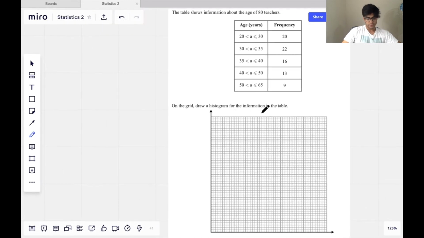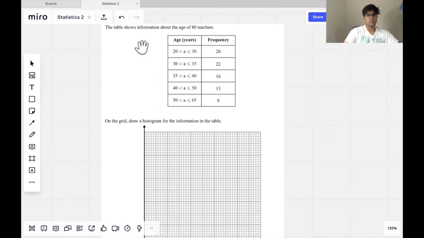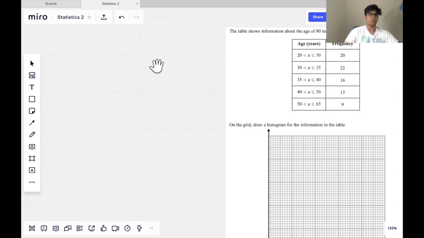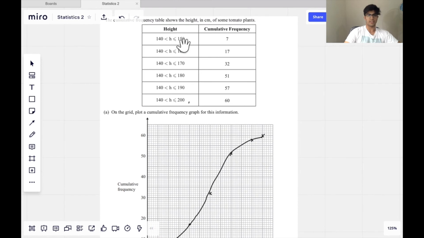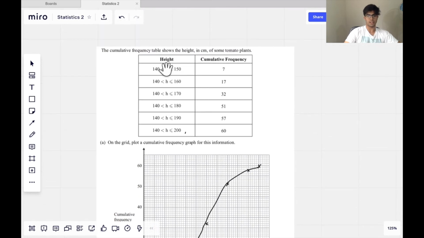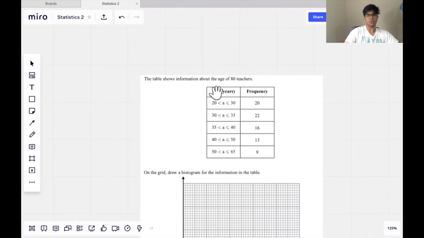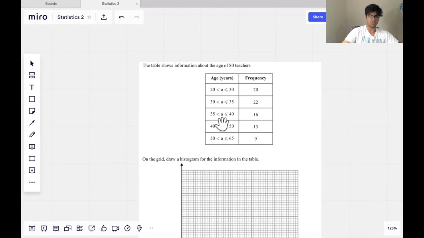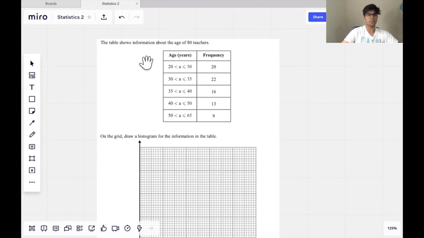Next, we've got something called histograms. Actually, if we go back here, this is what we were talking about: continuous ungrouped and continuous grouped data, because height is continuous. If we look here again, age is also continuous grouped data. So again, we have a histogram. The table shows the age information for 80 teachers, and it's saying there are 20 teachers aged between 20 and 30, and 22 between 30 and 35, and so forth. That's what this is saying here.